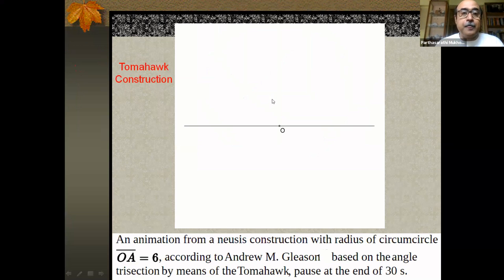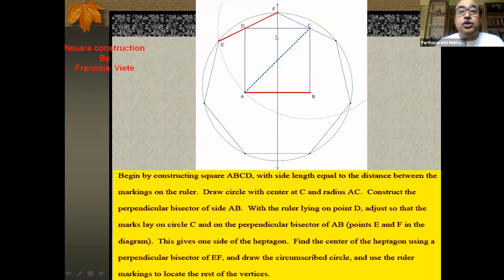Also you bisect this AB perpendicularly, and then take this neusis of yours, slide it through the point D in such a way that the two ends of the marked length, one lies on this arc you have drawn, the other lies on the bisector you have drawn. Then this is going to be one side of the proposed heptagon. You can bisect this, you can draw another one like this, you can bisect that, you get hold of the center of the would-be circle in which this heptagon will be inscribed, and then you just replicate this length of the side 7 times and you get it.